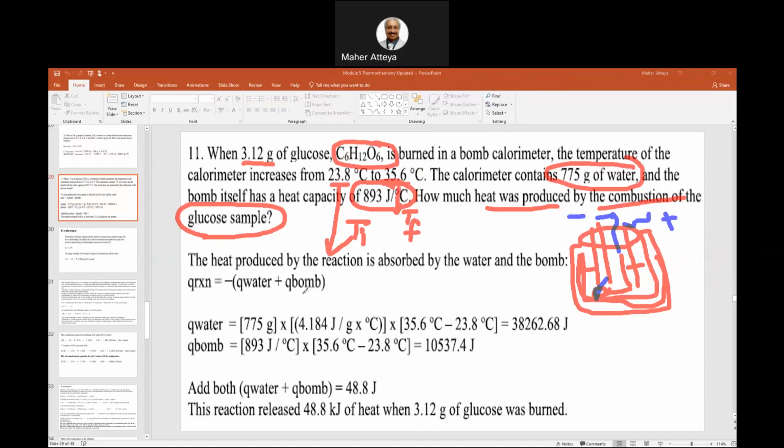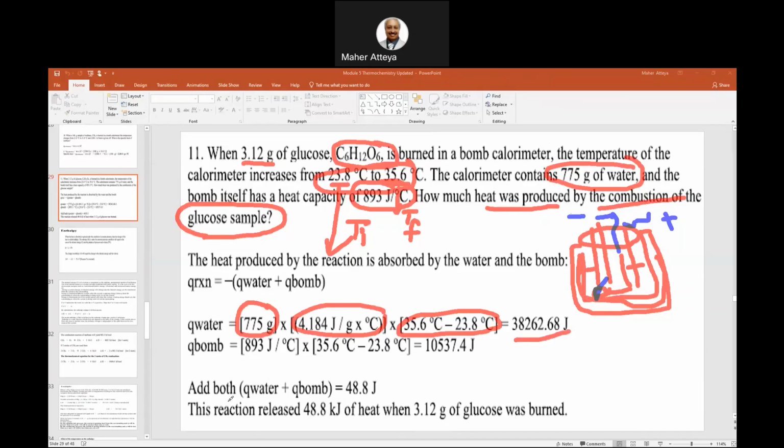So now, how much heat is absorbed by the H2O? Well, it turns out your H2O is 775 grams, because you have to know how much you put in. That's the specific heat of H2O. This is delta T of H2O. You have the final minus initial. That's given to you here. So this is the heat absorbed by H2O.